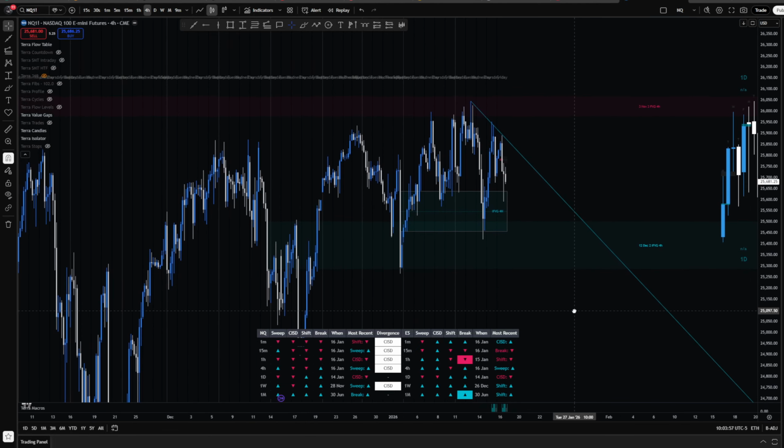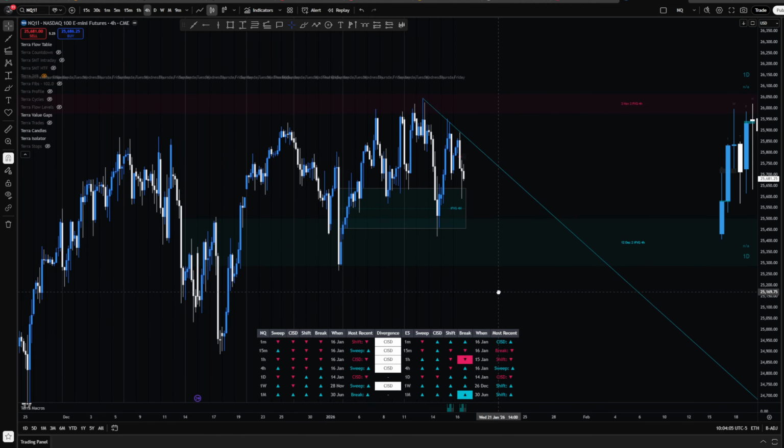But getting back to the analysis at hand, we've got these 2 main points of interest, and we've been bouncing between them for the past month, right, since the start of the year. So, in fact, since like November, first couple of weeks in December, we've been bouncing in and out of this.